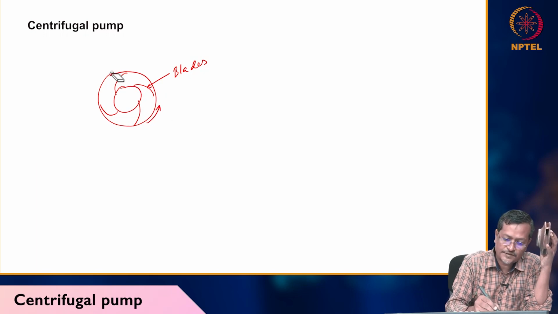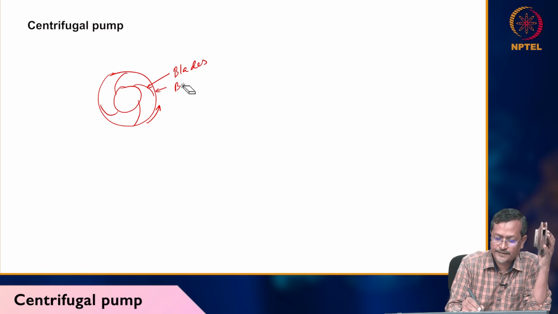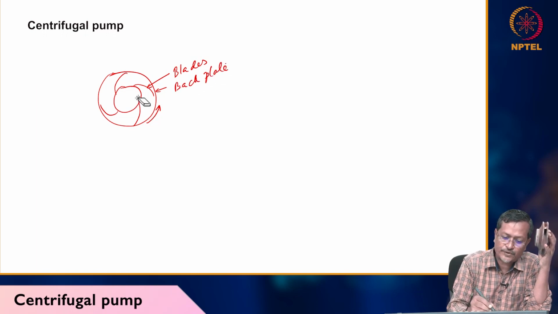This is my back plate. Rotate at very high speed. What will happen? So fluid will be coming through this. I am making a dotted line, you can see, and it will be going like this.